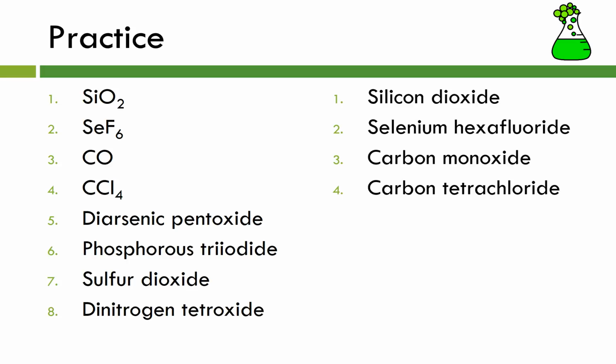Diarsenic pentoxide. The prefix di means 2. Here's a case where we drop the A off of penta just to make it pentoxide. That prefix means 5, so we get As2O5. Phosphorus triiodide is PI3. Sulfur dioxide, SO2. And finally, dinitrogen tetroxide is N2O4. And notice how this has not been reduced down to lowest terms. You always want to keep covalently bonded compounds, also known as molecules, with the same ratios that are provided in the name. Do not simplify.